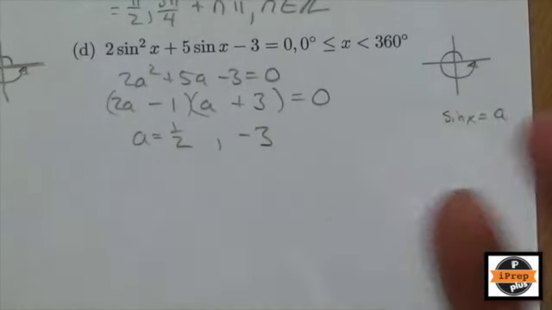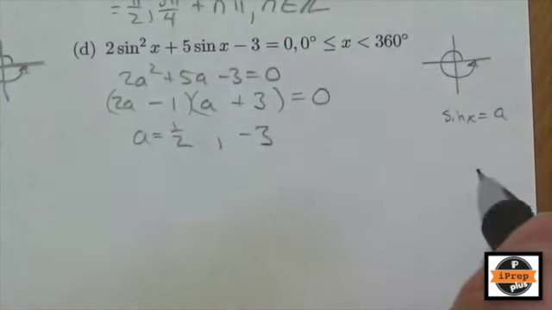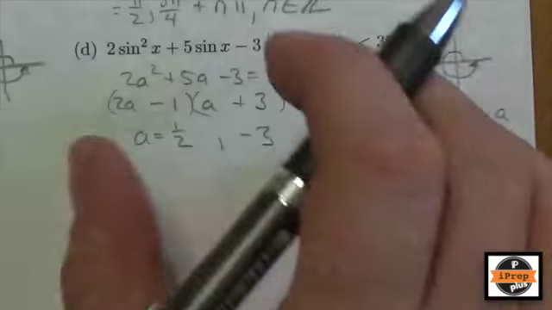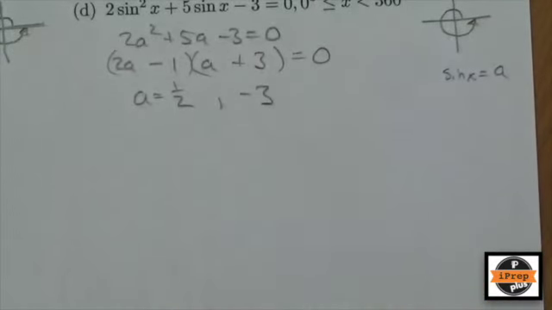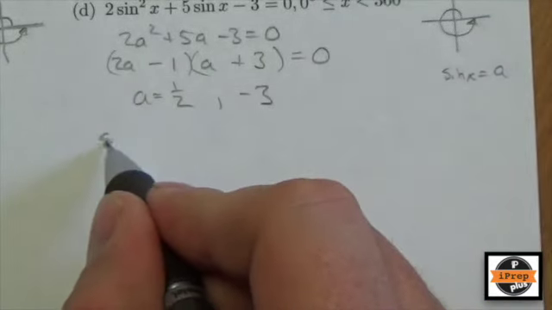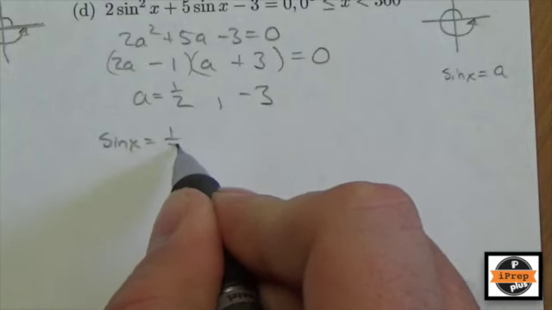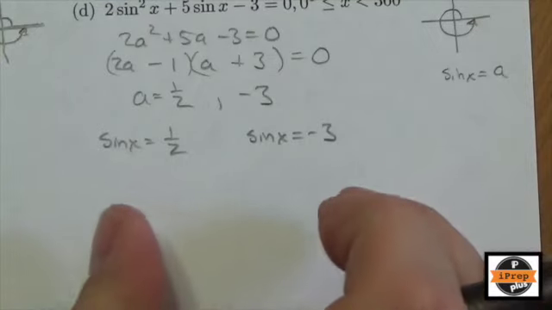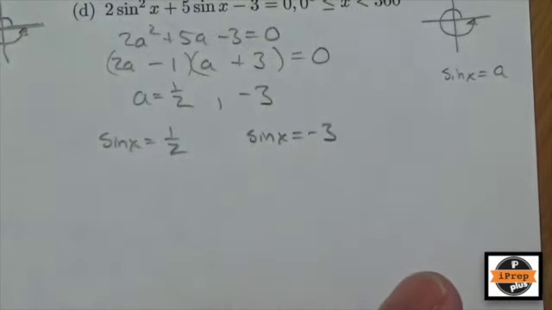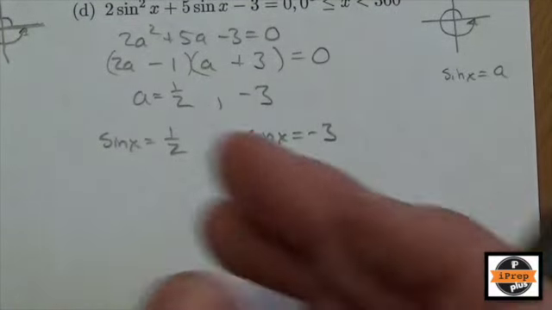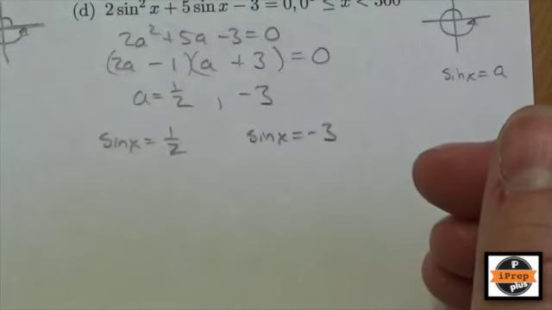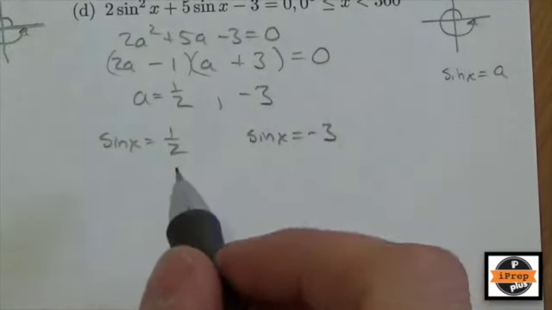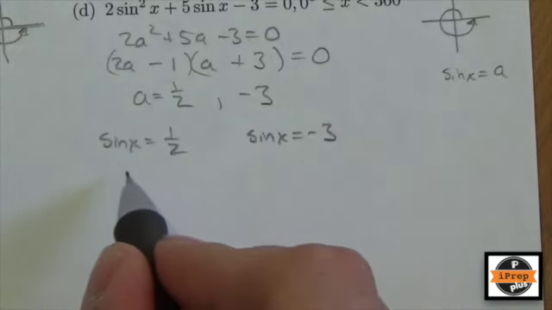So now we've dealt with the algebra portion of this problem, and I hope that's relatively quick. It is kind of an assumed skill at this point. Now let's plug in the sine of x. So sine of x is either equal to 1/2 or the sine of x is equal to negative 3. So we've got two different equations here that we've got to solve, and this is pretty standard for this type of problem.